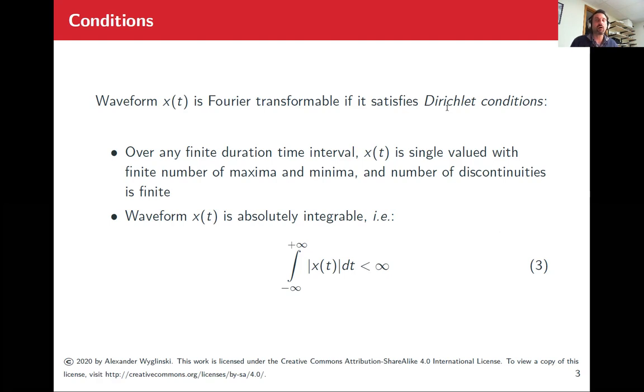The second one, which is kind of a biggie, is that the waveform x of t must be absolutely integrable. What does that mean? If I integrate the absolute value of x of t from minus infinity to infinity, it cannot blow up. It can never approach infinity. It's got to be something finite valued. Those two conditions must be satisfied by any x of t for our Fourier transform to work.